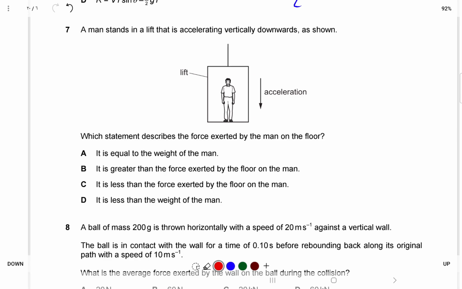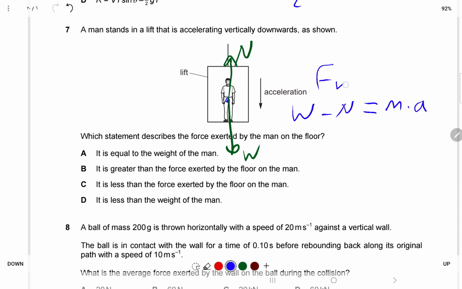Question 7. A man stands in a lift that is accelerating vertically downward as shown. So the motion is downward. The forces acting on this person are two forces, W and the normal force N. Since the acceleration is downward, this means W is greater than N. So you can say W minus N equals mass times acceleration, which means F net equals ma. F net is W minus N.